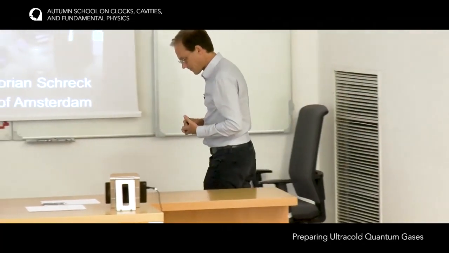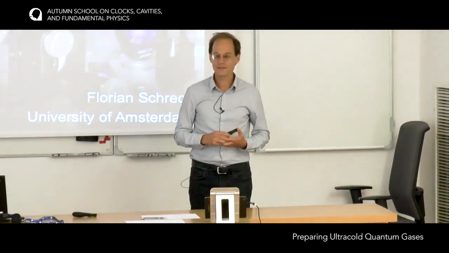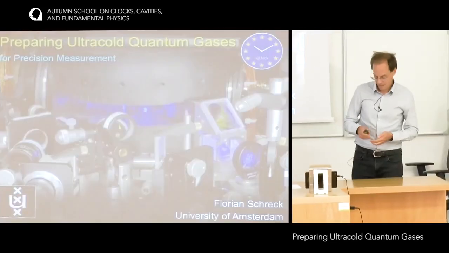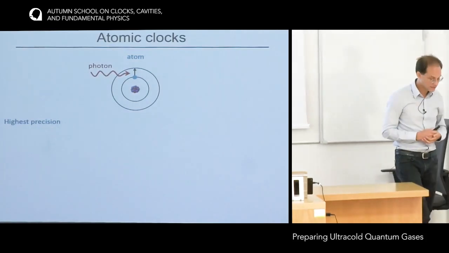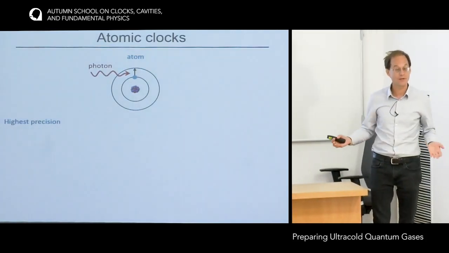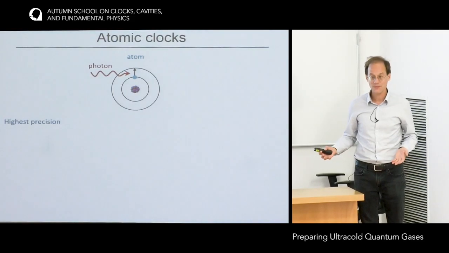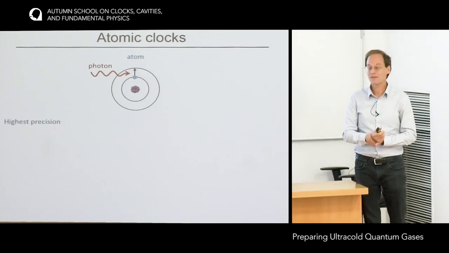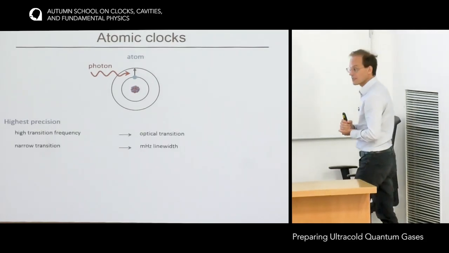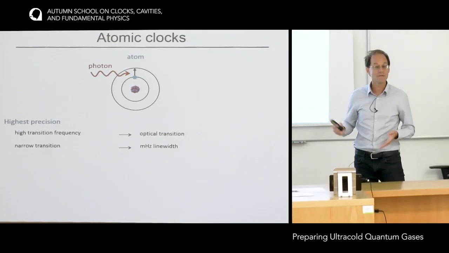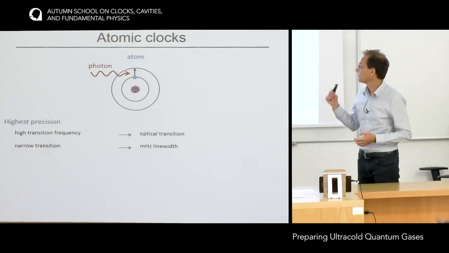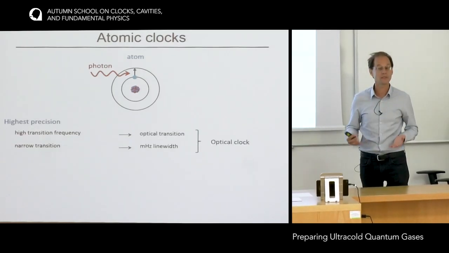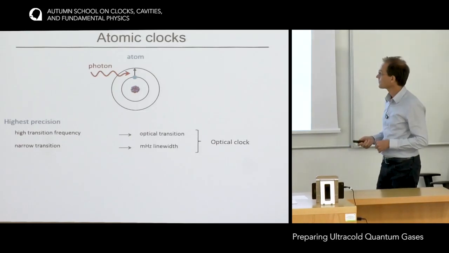Okay, so our goal is to build the best possible clock in the world, yeah? And clocks need a frequency reference. For us, it's of course atomic transitions. Now, what should we use here to get the best precision? Obviously, it's nice to use a transition with a high frequency and a narrow width. So an optical transition with a millihertz line width. So we are going to build optical clocks.